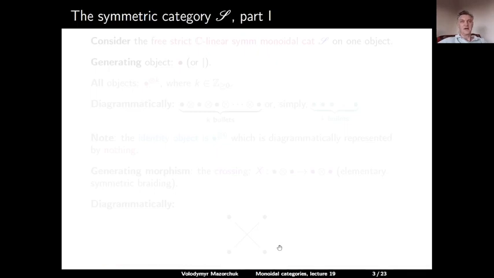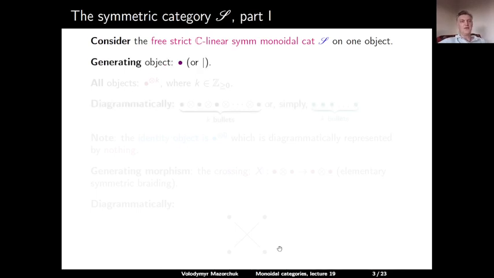Now let us try to associate to this classical result a certain monoidal category. We will denote this category by curly S. So the category curly S is a free, strict, C-linear symmetric monoidal category on one object. We will denote the generating object for this category by bullet, or sometimes one can denote it just by a vertical line. So this is the generating object, and it's a free monoidal category over it.